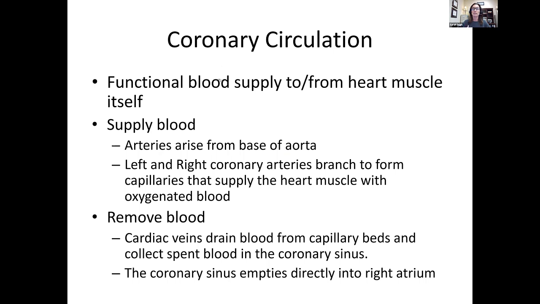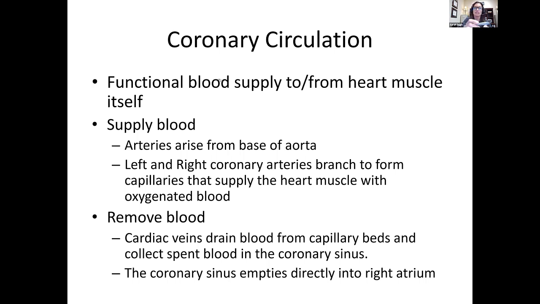Let's talk a little bit about coronary circulation. We have spent a lot of time talking about the anatomy of the heart and the chambers of the heart, and how blood flow moves through the heart, out to the pulmonary circuit, out to the systemic circuit. This topic is focusing on how we get oxygenated blood to the heart muscle itself. So how do we feed the heart?